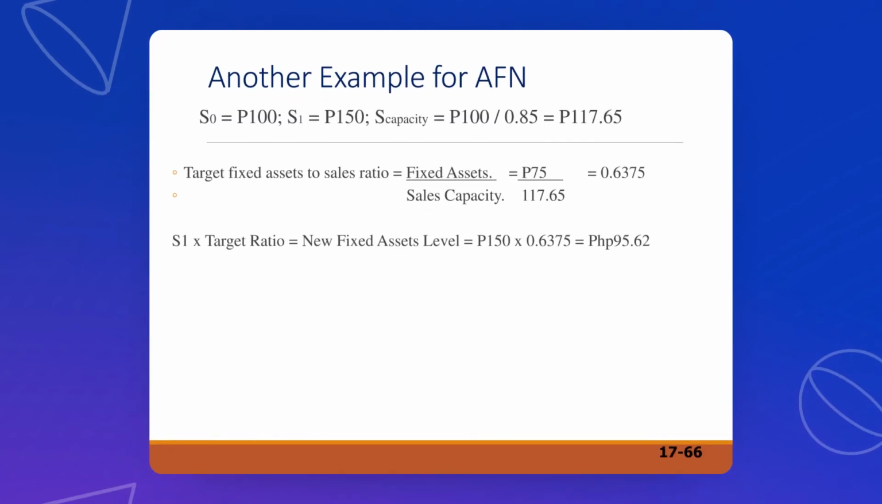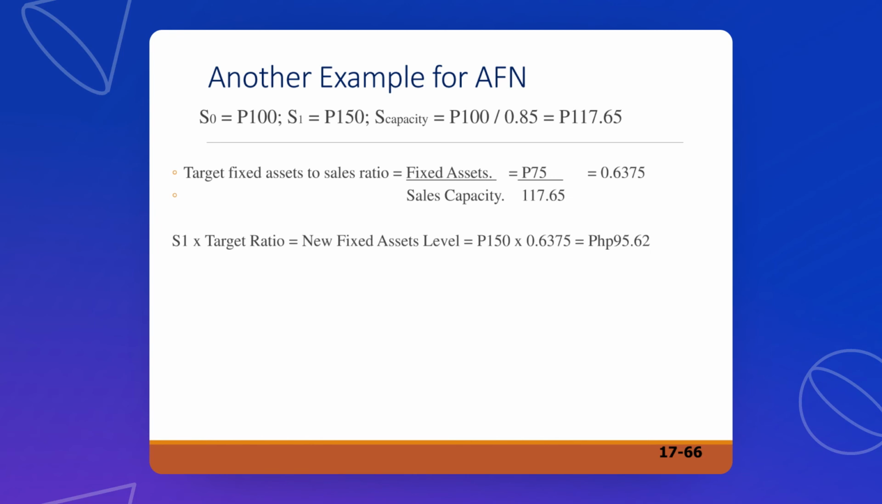How do we do that? Class, another example. First, your 100 is S0. Then S1 is 100 times 1.50, which is 150. Then divide your S0 by 0.85 to get your full capacity. Our capacity is 117.65. Please take note of this. What is S1? 150. But your capacity is only 117.65. If your capacity is 117.65, surely you need to buy equipment, because you cannot achieve 150.